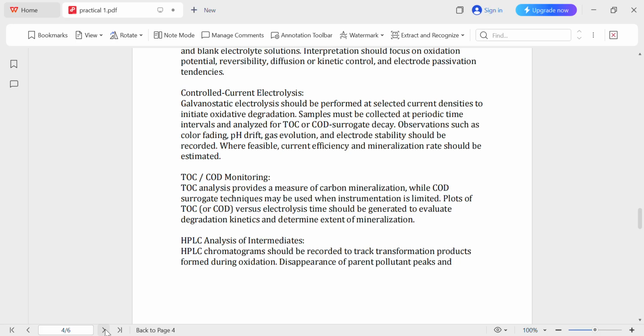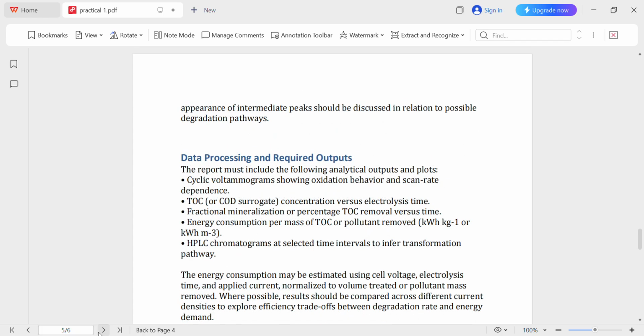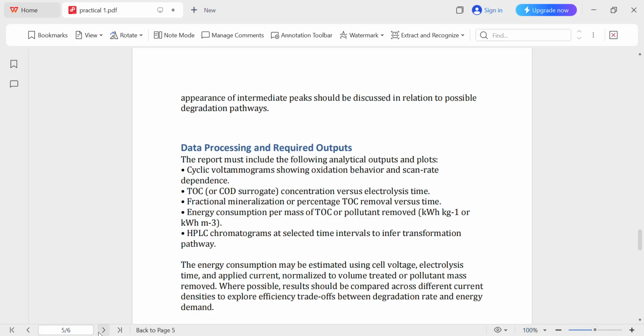HPLC analysis of the intermediates. HPLC chromatograms should be recorded to track the transformation products formed during the oxidation. This means use HPLC to see what new chemicals are formed when the pollutant breaks down. Disappearance of the parent pollutant peak and appearance of the intermediate peaks should be discussed in relation to the possible degradation pathway. This means track the main pollutant disappearing and new intermediate products appearing. This helps understand how the pollutant breaks down step by step.